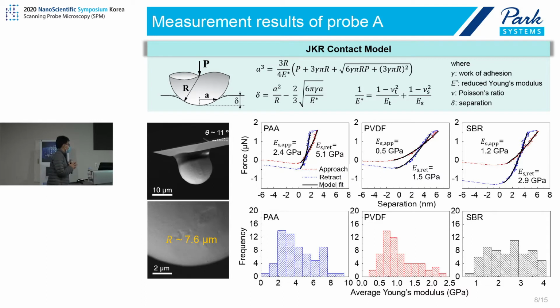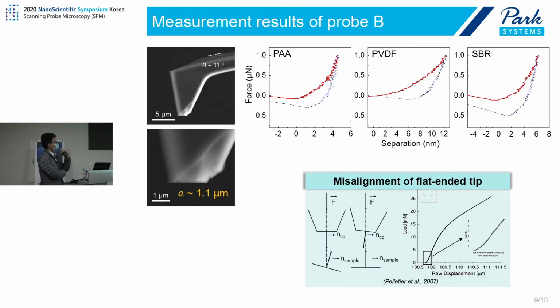By assuming that the effect of friction is equal and opposite between the approach and retraction data, the Young's modulus of the samples in this case is calculated by taking the average of the Young's modulus determined from the approach and retraction curves, summarized in the histogram here. I would like to move on to the measurement result obtained using probe B. This probe has a flat-end tip.